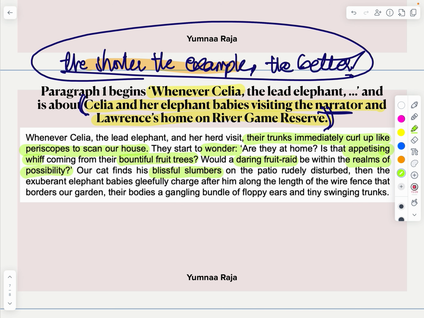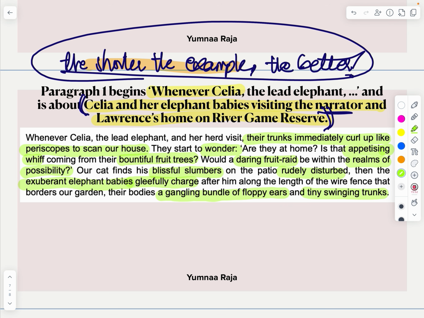And then on the patio, rudely disturbed, I can absolutely talk about rudely disturbed here as well. Then the exuberant elephant babies, I can absolutely talk about exuberant elephant babies, gleefully charging as well, if that is something that I have in mind. After him along the length of the wire fence that borders our garden, nothing interesting here. Their bodies, a gangling bundle of floppy ears and tiny swinging trunks. So a gangling bundle of floppy ears or tiny swinging trunks can be an example as well. So all of these words that I have highlighted can be taken forward as examples.